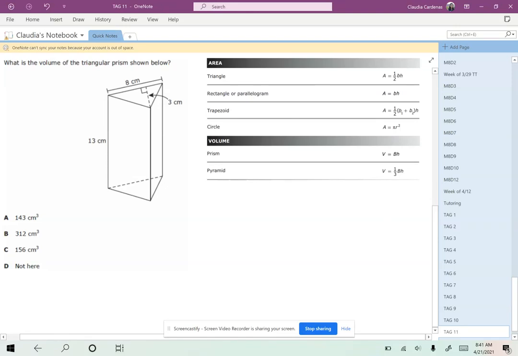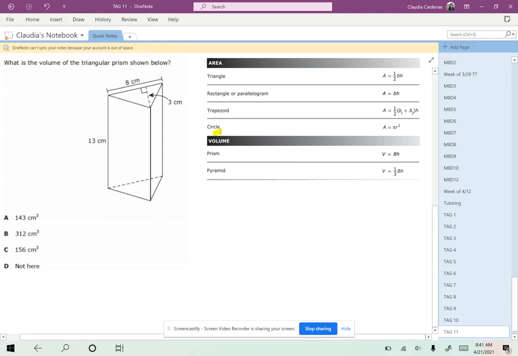Alrighty, welcome to TAG day 11, where we are going over 7.9a, which is volume. So we're actually going to review how to calculate both the area of the prism and then we're going to look into the volume. So if we look at our shape, it says, what is the volume of the triangular prism shown below?